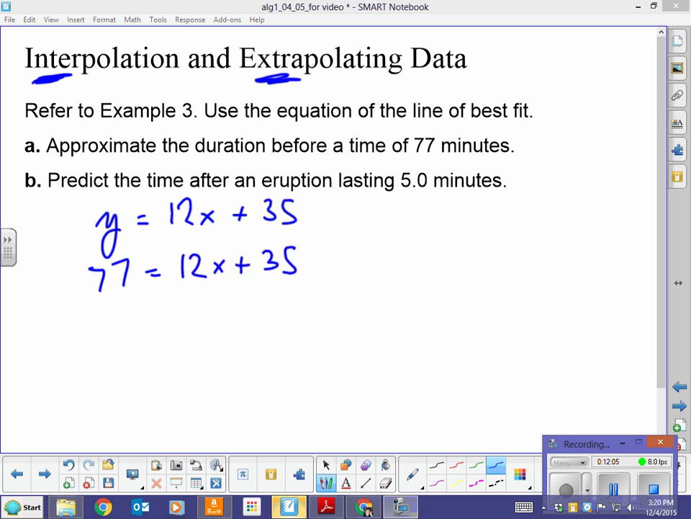Subtracting 35 from both sides. 7 minus 5 is 2. 7 minus 3 is 4. 42 equals 12x. So x is going to be 3.5. Okay, so we have a new data point, 3.5 and 77.